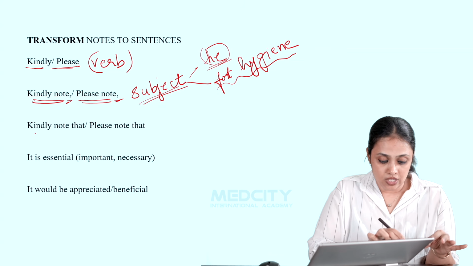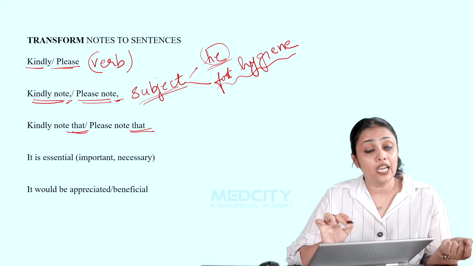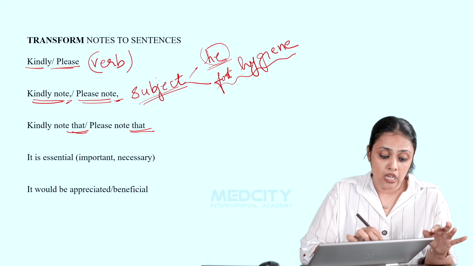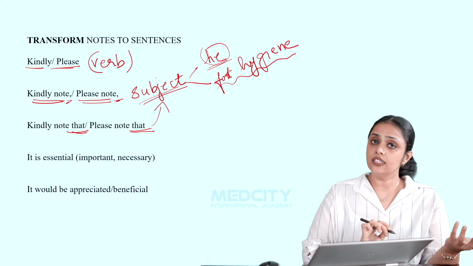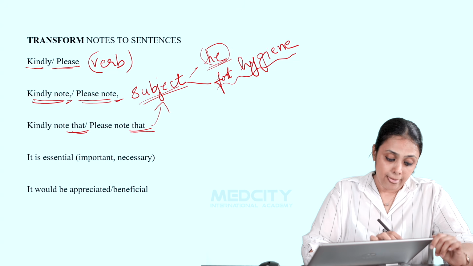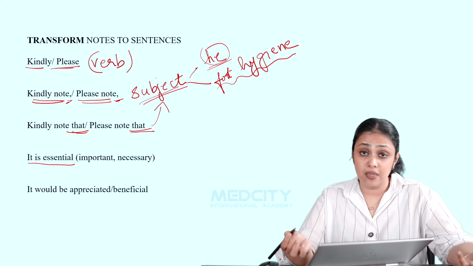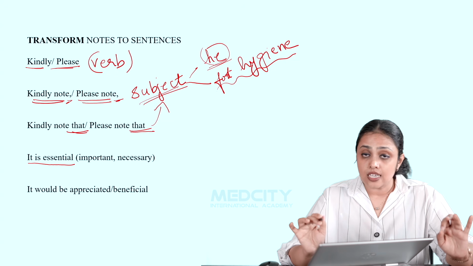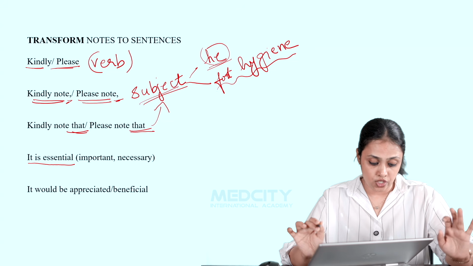Now another way to start is that kindly note that or please note that. When you're using kindly note that or please note that, you don't put this comma. The usage is same as kindly note or please note. After kindly note that or please note that, you need to mention a subject. Then another different way to open a sentence in the recommendation paragraph is that we can say that it is essential, or it is important, or it is necessary, it is imperative. All these usages are also accepted. That is, it is essential to monitor his medication compliance. That is also the right usage.